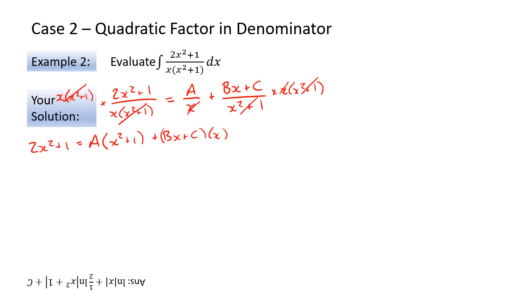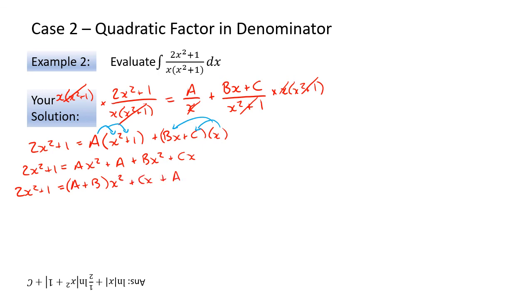So again, I'm going to expand out all of these factors. So we have 2x squared plus 1 is equal to ax squared plus a, again, just distributing the a. And working the other way and distributing the x, we get plus bx squared plus c times x. So now I'm going to just group like terms like I did previously. So we have 2x squared plus 1 is equal to a plus b times x squared plus c times x plus a.